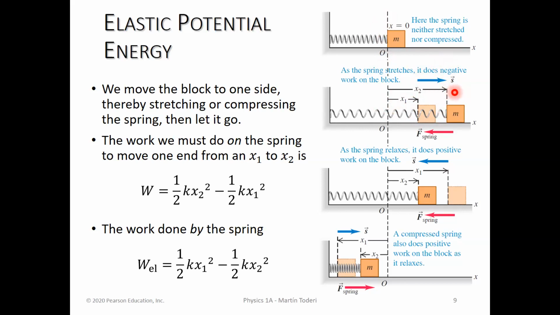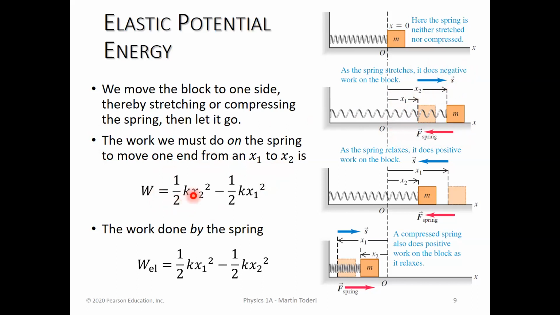And what can we do? We can calculate the work of that force, which is trying to pull the spring to the resting position at our origin in our system. And just bear in mind that this F is pointing in the opposite way of the displacement, right? So that would have a negative impact in the work. So let's take a look at this. The work we must do on the spring, the one that we are doing, to move one end from x1 to x2 is basically this.